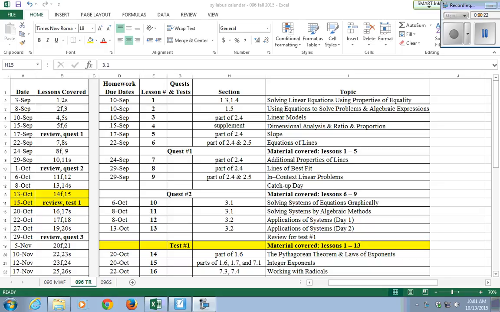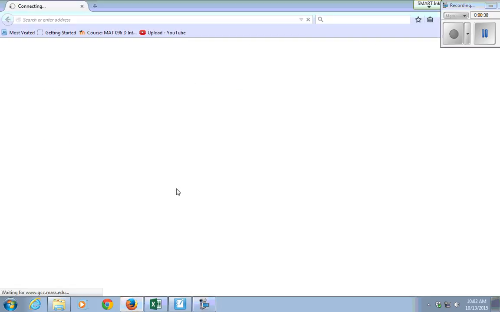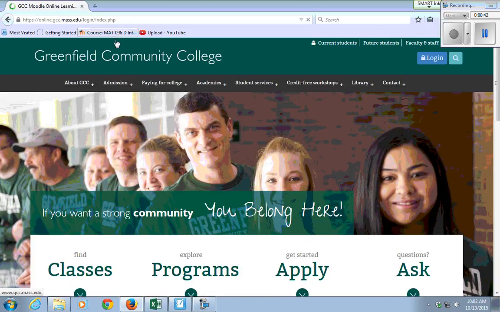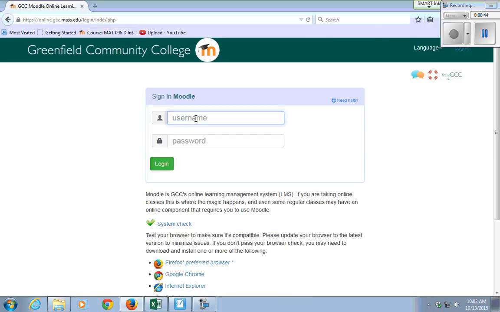Lessons 1 through 13. That's up through the word problems where you had to use the little table, set up 2 equations and 2 unknowns. Okay, everything up till there. So just to remind you of the resources you have available for tests, I'm just going to quickly go to Moodle and remind you what's in there.